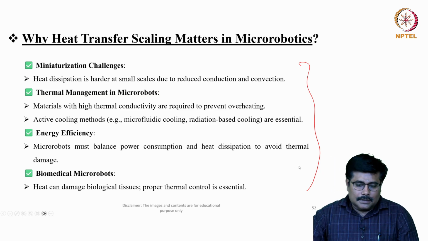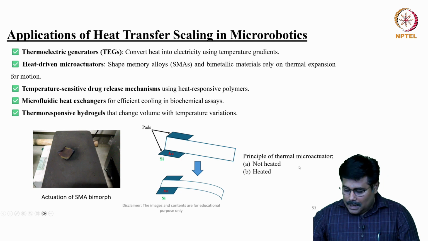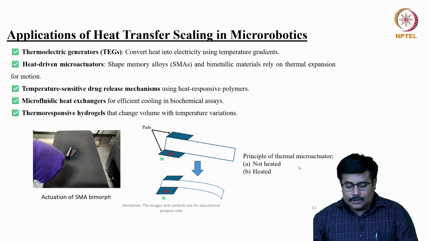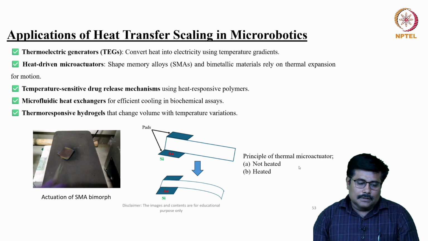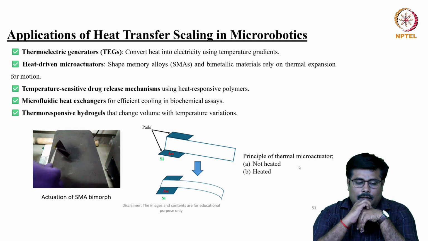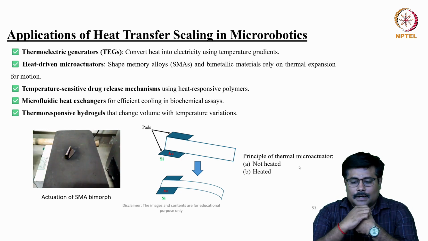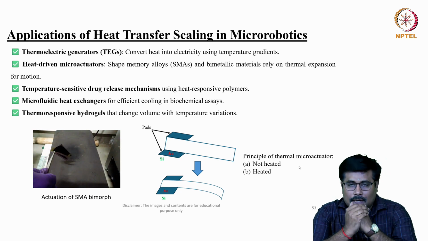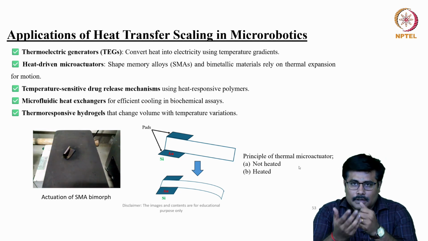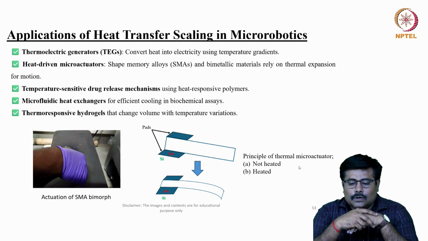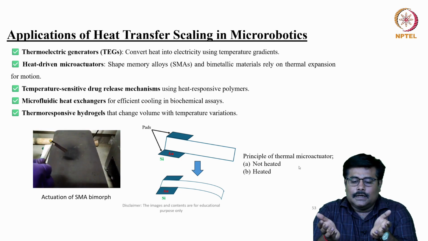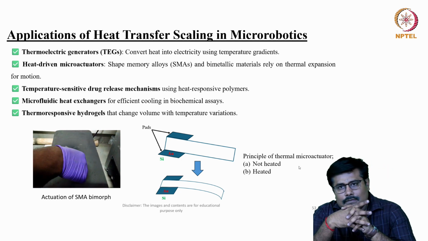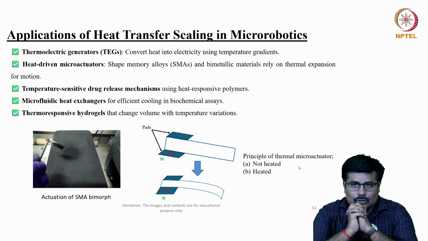Now, in order to understand thermal management, let us take some examples of the application of heat transfer in micro robotic systems. One key aspect is thermoelectric generators. As we had discussed about electrostatic charges, in that case also there is going to be a certain amount of heat dissipation. So there is a need to convert this heat into electricity, which can be used with a temperature gradient.